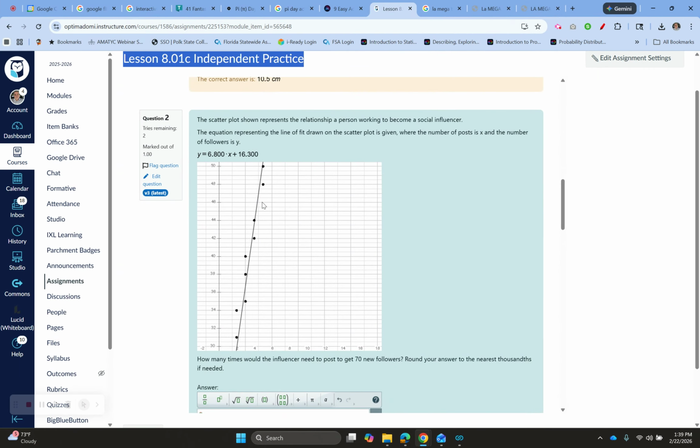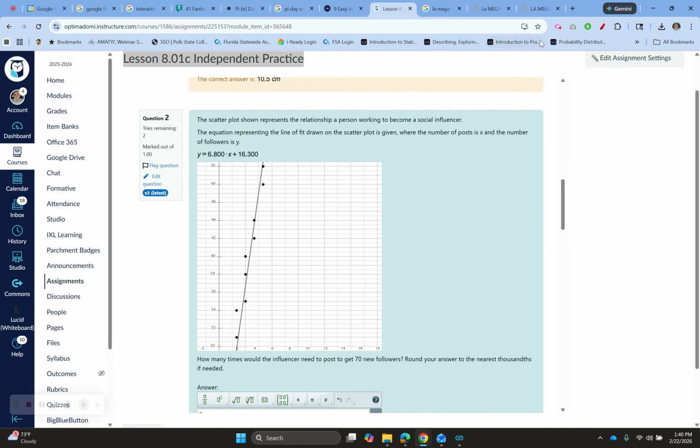Now this line is the same thing as this equation, or this line can be made by this equation. Now they ask us here, how many times will the influencer need to post to get 70 new followers? So what you're gonna have to do is you're gonna have to do the following here. We're gonna have to do a little math. So what we need to do is find out.